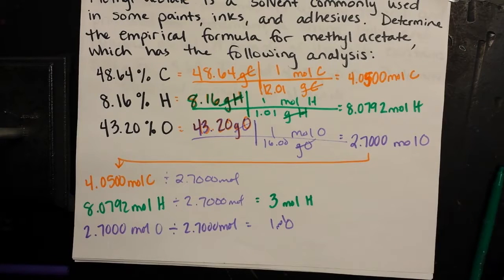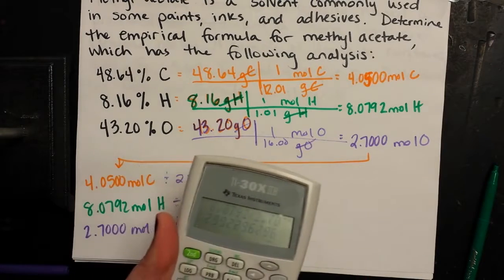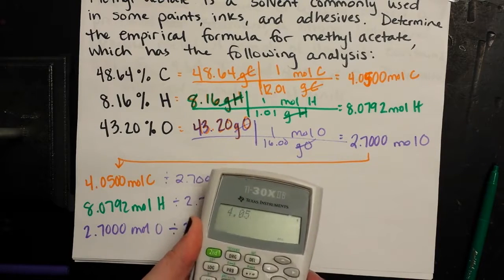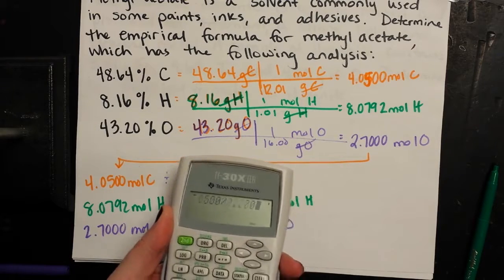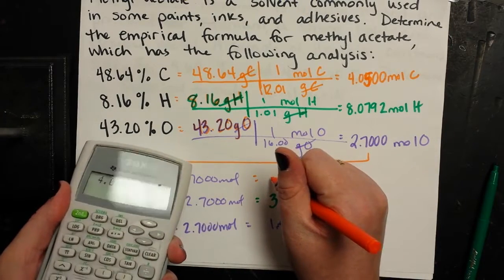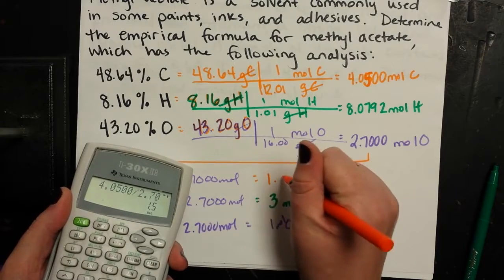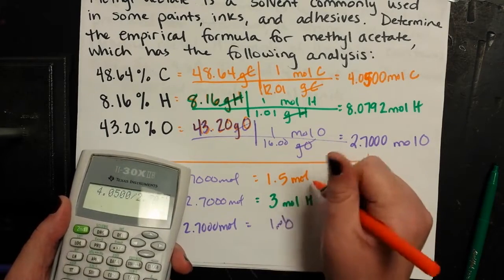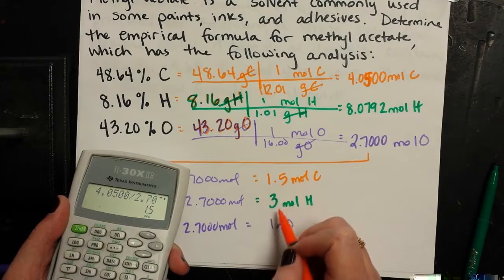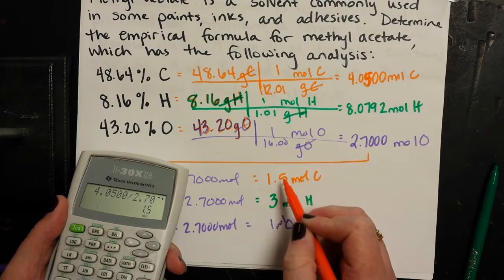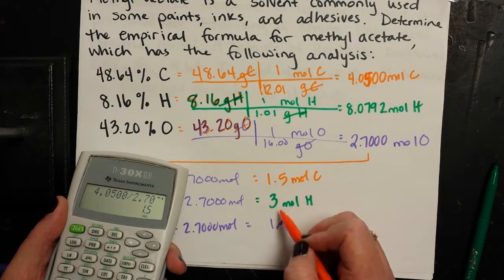All right, for carbon, I'm going to take this 4.0500 and divide it by 2.7000. I get 1.5. Oh, this is a good example. See how I get 1.5? That means that for 1 mole of oxygen, I have 1.5 moles of carbon. That's not close enough. Like 2.99, that's 3. But 1.5, that tells me that this ratio here is good, but I don't have the lowest whole number ratio.